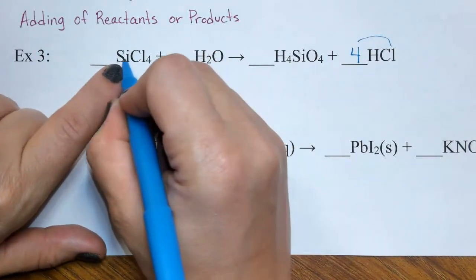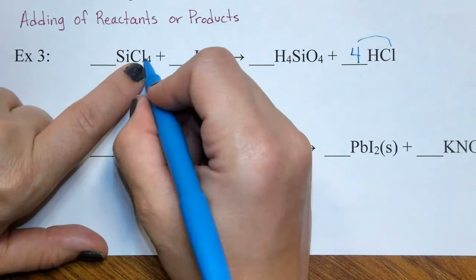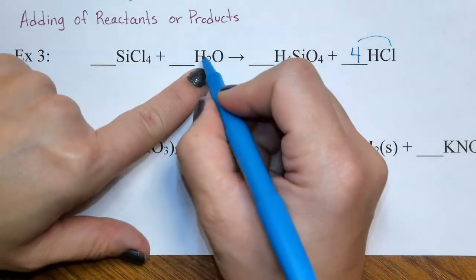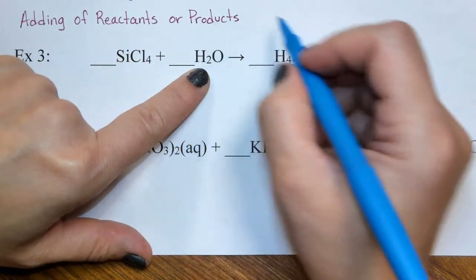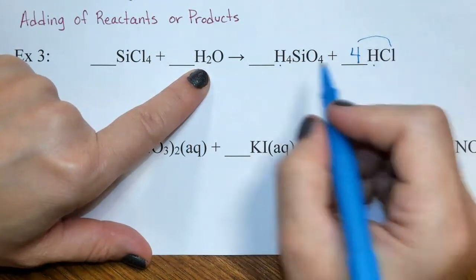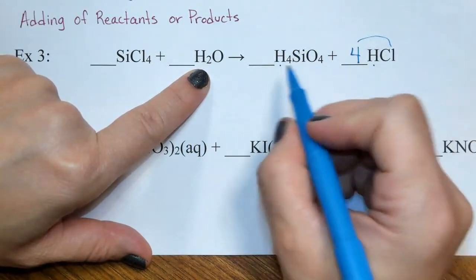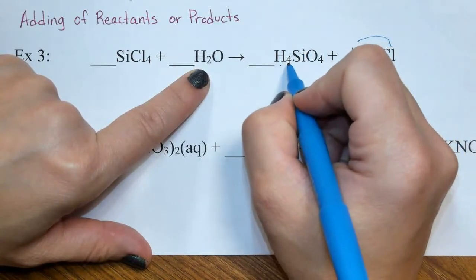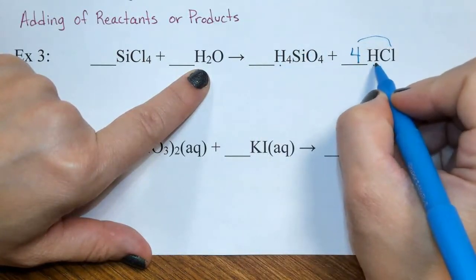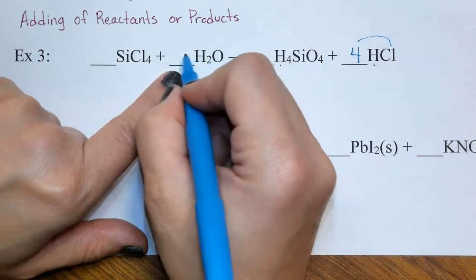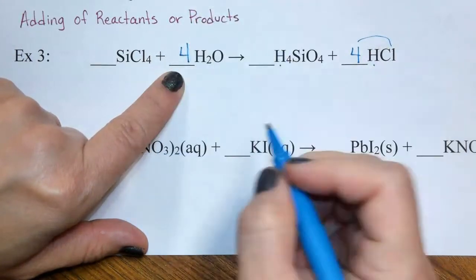So just to verify, silicon 1 and 1, chlorine 4 and 4. That's good. Moving over to the hydrogen. We have 2 hydrogens on the left, but on the right, we have hydrogen in 2 different spots, here and here. So we're going to have to add these 2 hydrogens to get my total on the product side. There are 4 hydrogens plus 4 equals 8 hydrogens on the right. So to fix it over here, I need some number times 2 to equal 8. And that's going to be a coefficient of 4.